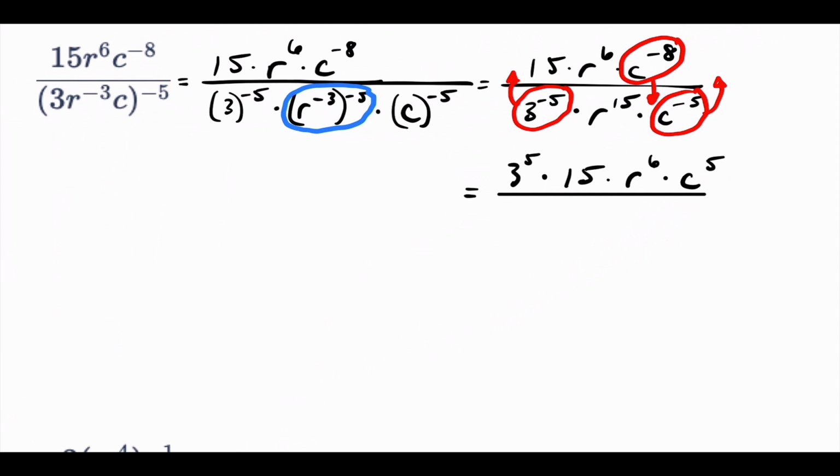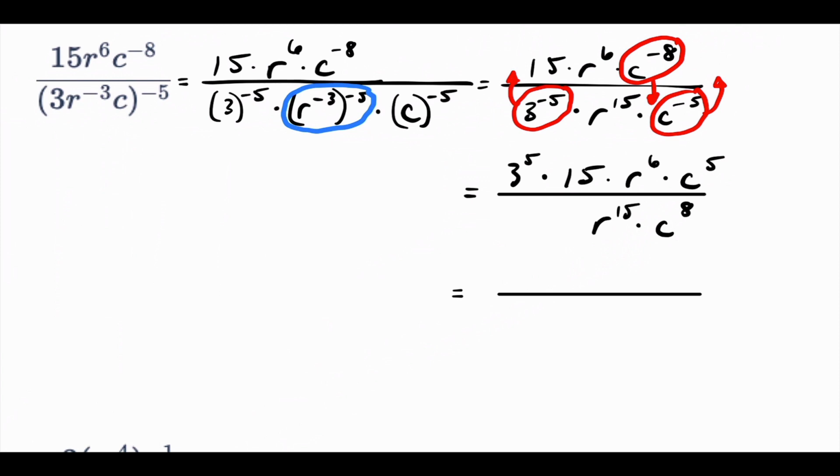And then I have two things on the bottom. R to the 15th and c to the positive 8 now. Those are the things that moved around. Okay. No more negative exponents. Everything's positive now, right? Okay, so now let me use my rules.